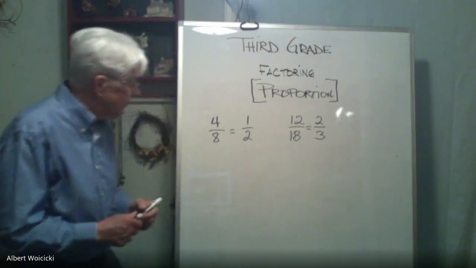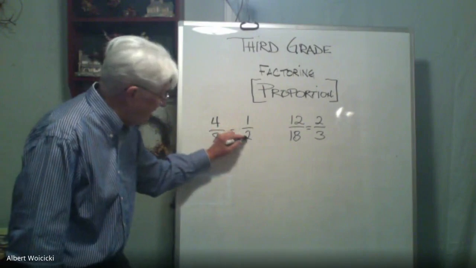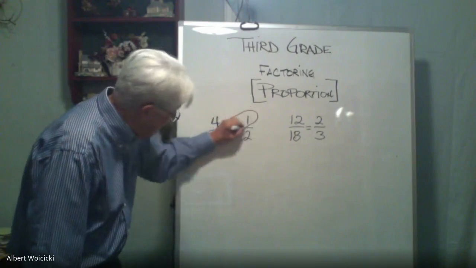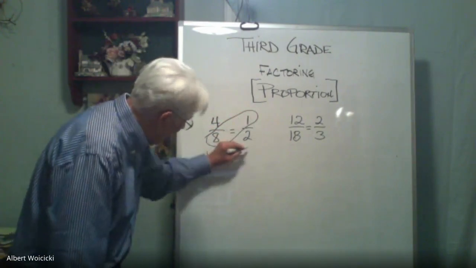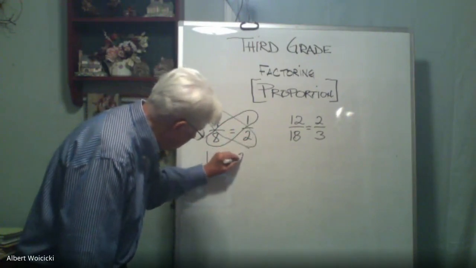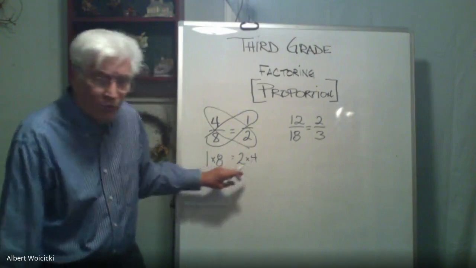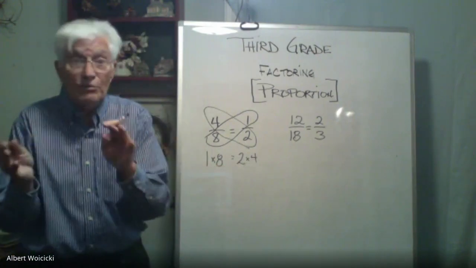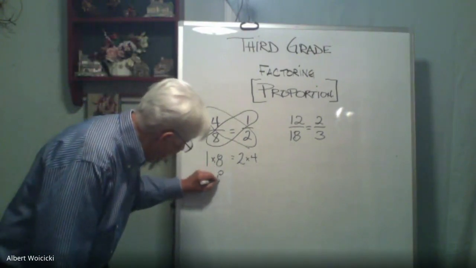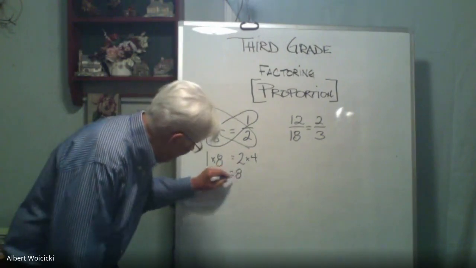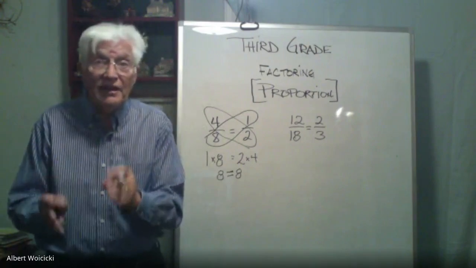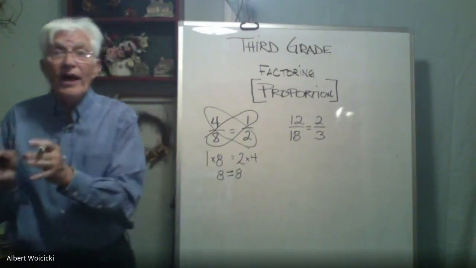What we're going to do is multiply on the diagonals. We're going to multiply 1 times 8, and we're going to multiply 2 times 4. If you multiply 2 numbers together, you get a product. So the product here is 8. The product here is 8. They're equal. That tells your student they did it correctly.